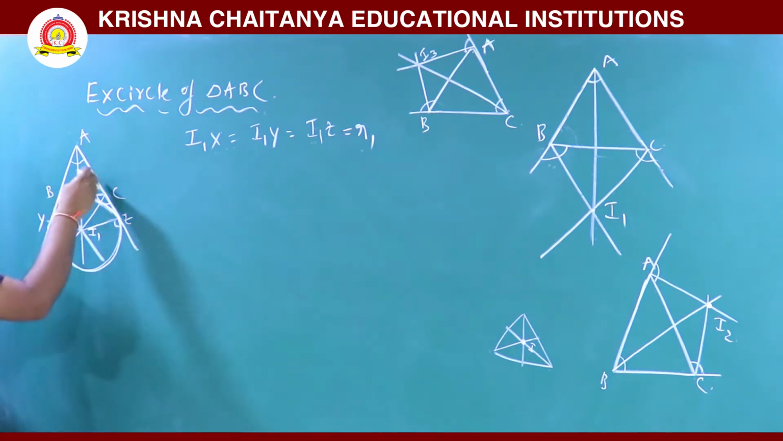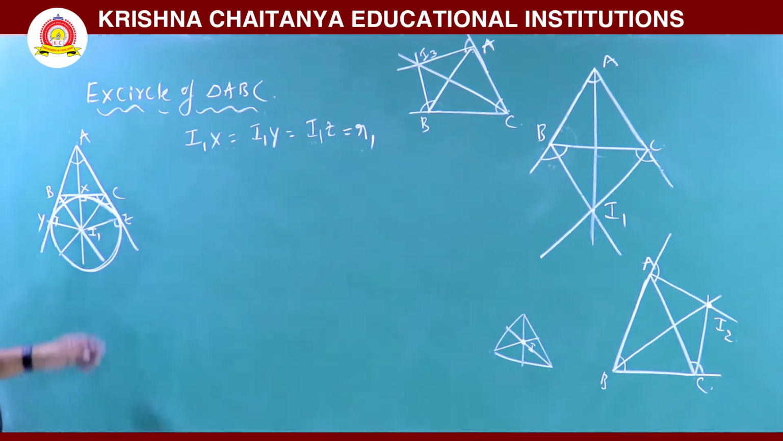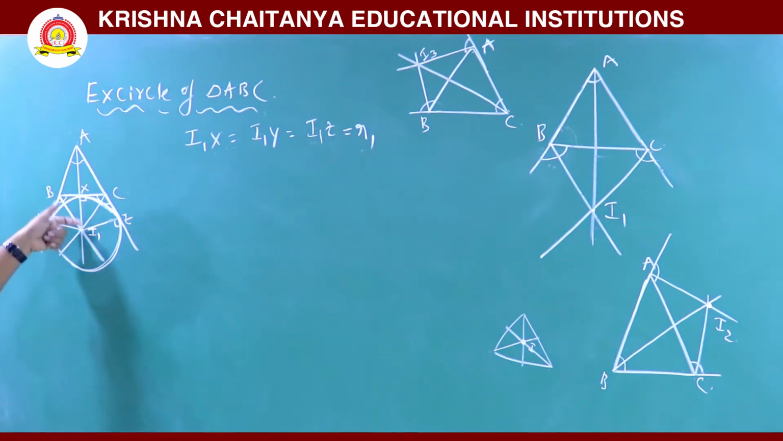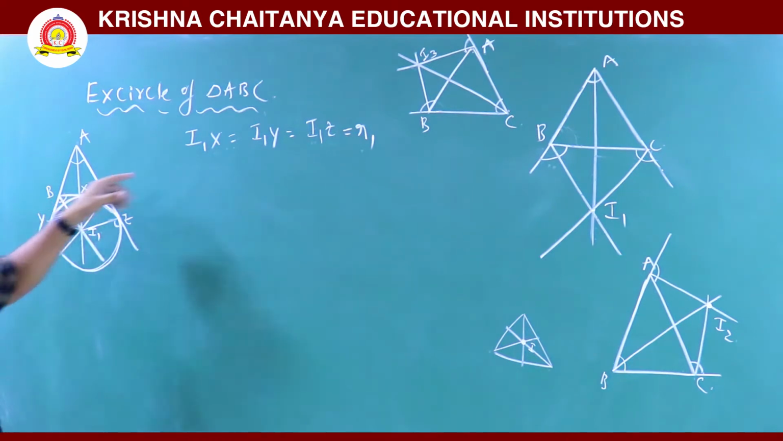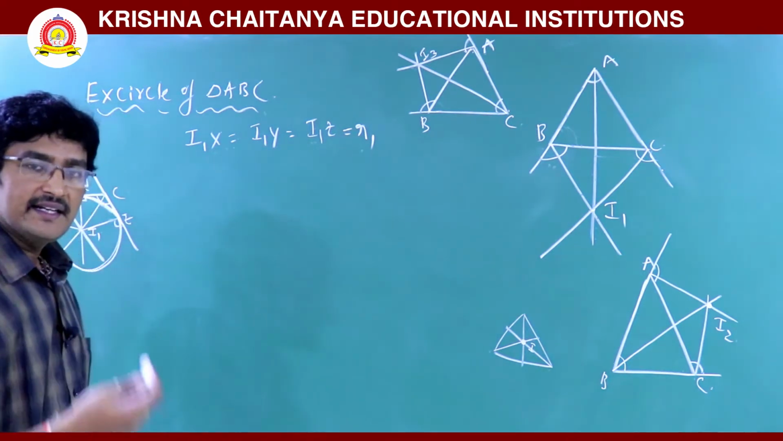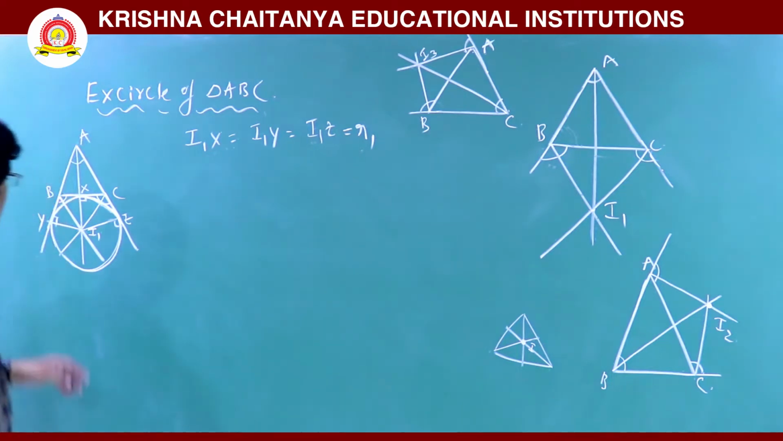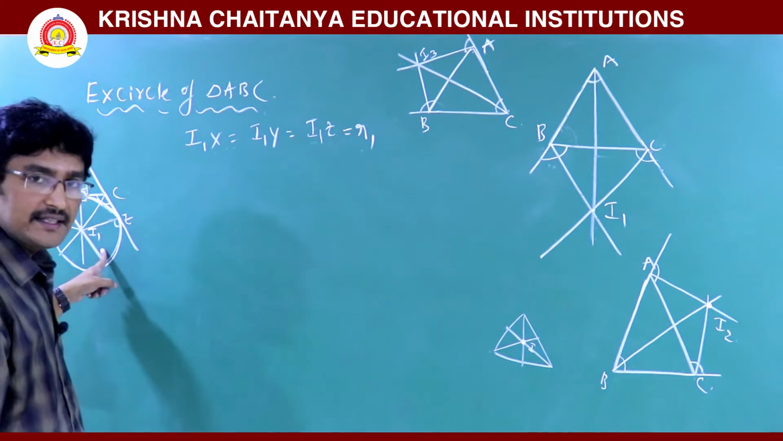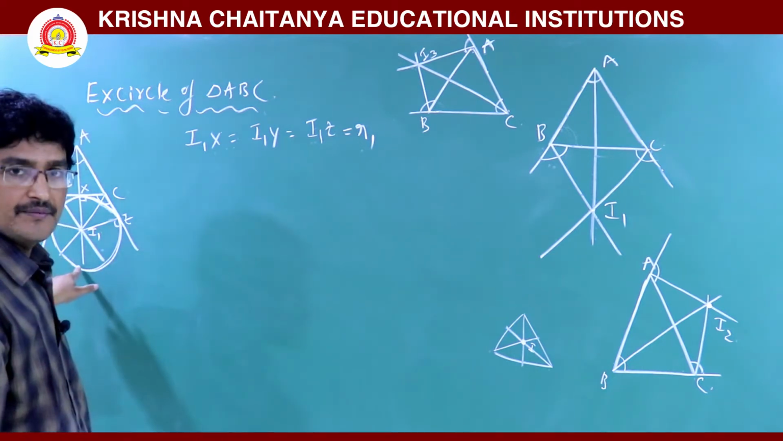Okay, this circle touches all three sides of a triangle. You have to draw a circle with center I1 and radius R1, taking the excenter opposite to A as the center. Then that circle touches all three sides of the triangle like this. This circle is called the excircle opposite to the vertex A.